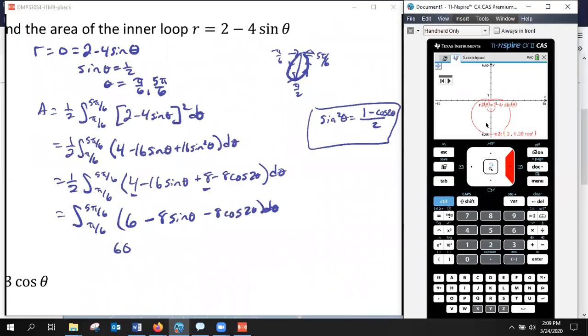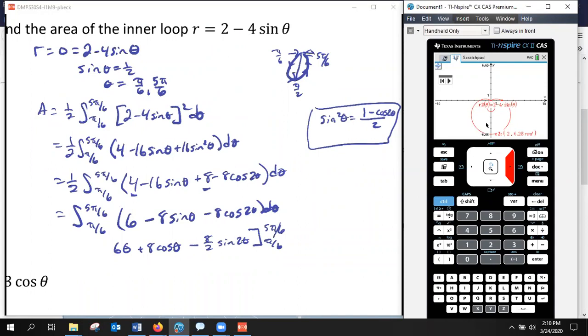That gives us 6 theta. The integral of negative 8 sine is positive 8 cosine of theta. The integral of negative 8 cosine of theta is going to be negative 8 halves, or negative 4 sine of 2 theta. And this goes from pi over 6 to 5 pi over 6. And as I was talking about before, if I would have gone from pi over 6 to pi over 2, then that would have made life a little bit easier for me.